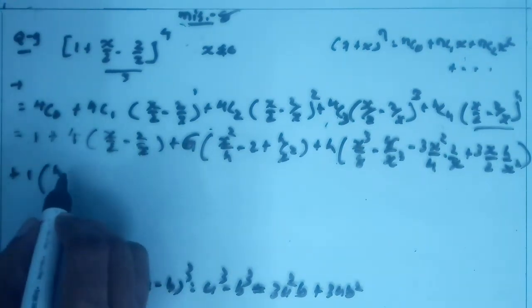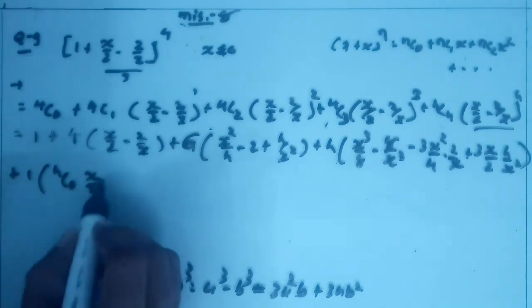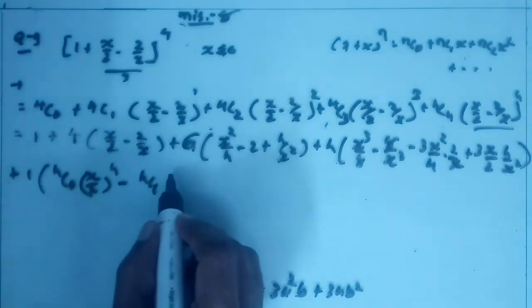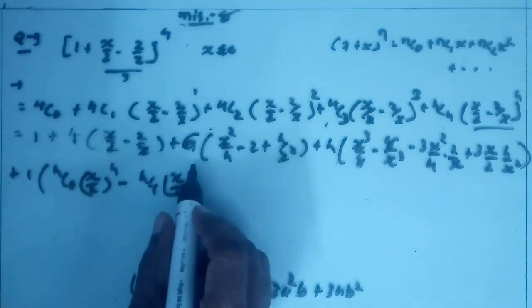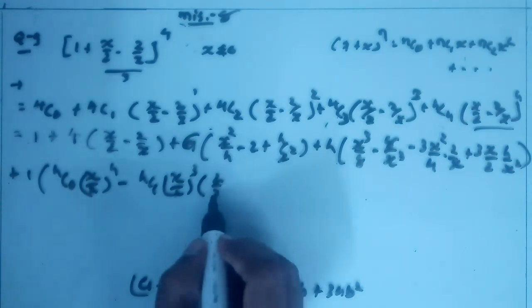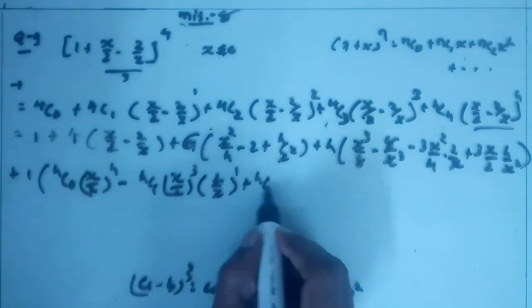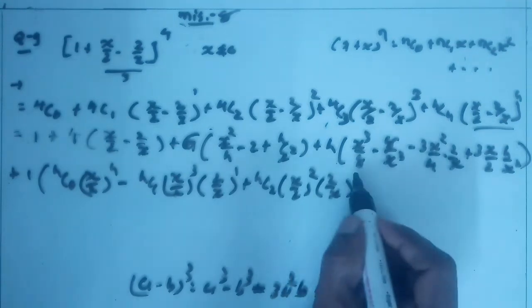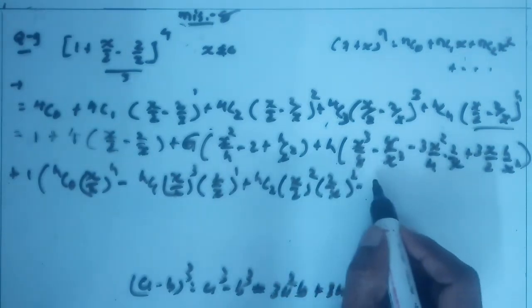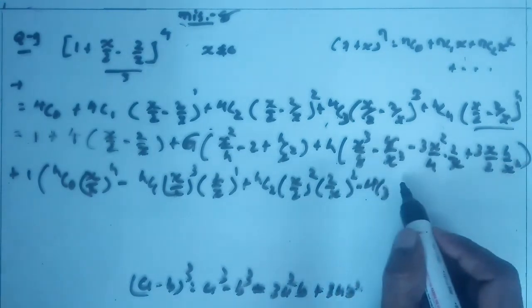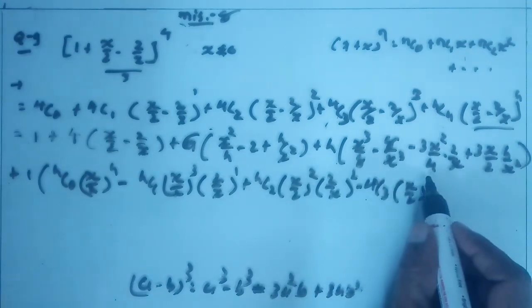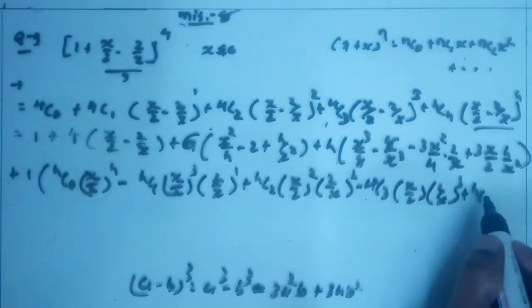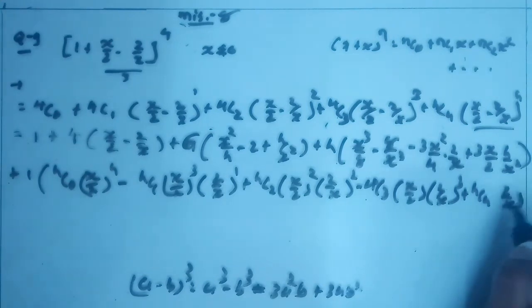apply binomial theorem: 4C0 x upon 2 raised to 4 minus 4C1 x upon 2 raised to 4 minus 1, that is 3, into 2 upon x raised to 1 plus 4C2 x upon 2 raised to 2 and 2 upon x raised to 2, minus 4C3 x upon 2 raised to 4 minus 3, that is 1, and 2 upon x raised to 3 plus 4C4 last term 2 upon x raised to 4, clear.